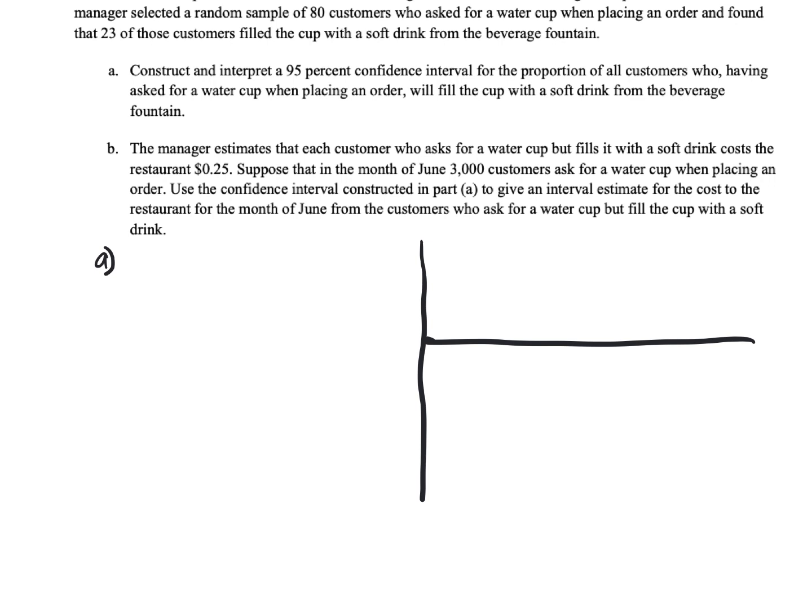Okay? And what goes in the first box? Procedure. So what procedure should we do here? One sample Z interval. A one sample Z interval for P.